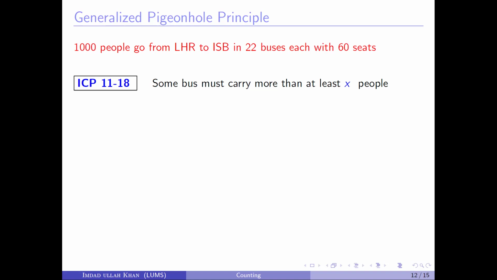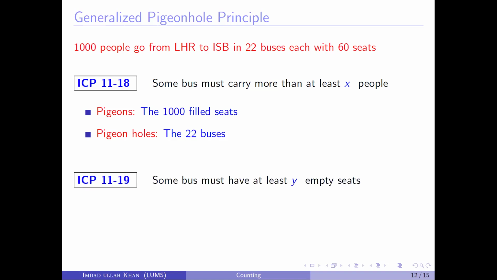100 people go from Lahore to Islamabad in 22 buses, each bus with 60 seats. So some bus must carry at least X people. So we need to find X. So we have 1,000 filled seats because 1,000 people are traveling, 22 buses. So what is the minimum number of people which some bus should have at least? That will give us the ceiling of 1,000 over 22.